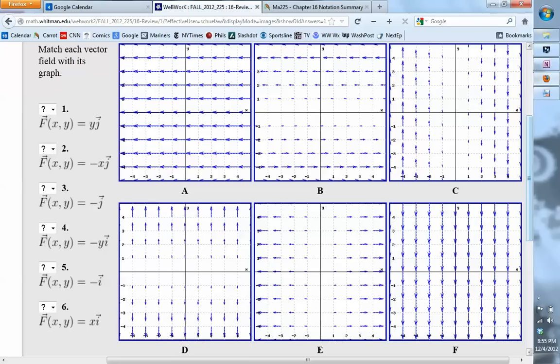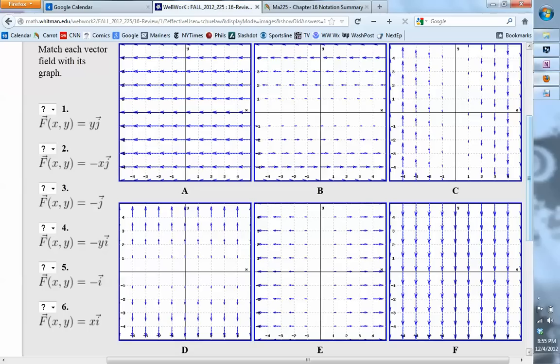Number 2 has only j components. And so we're talking about either C now or F. Number 2, when x is positive, this thing points in the negative j direction. And when x is negative, it points in the positive j direction. So C. Should I keep going, or are we good?